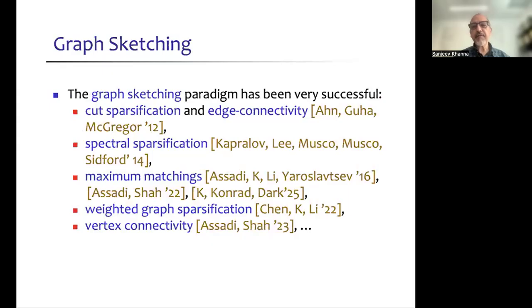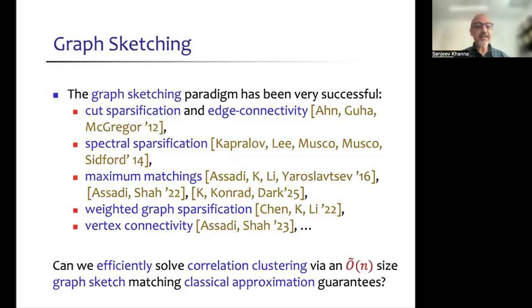The gold standard for graph sketching solution is to have an n polylog n size sketch, as it is easy to show that for all problems mentioned here, including correlation clustering, any sketch that allows you to recover a good quality solution must have Omega(n) size. So this raises a natural question. Can we efficiently solve correlation clustering via an n polylog n size graph sketch that allows us to match classical approximation guarantees?